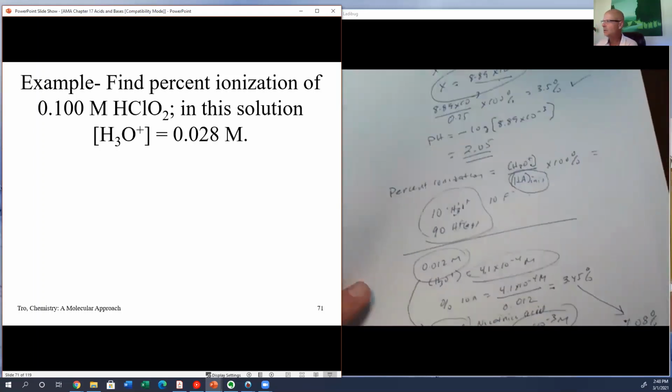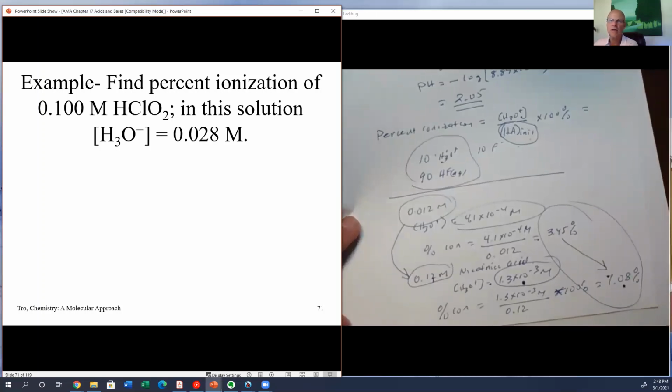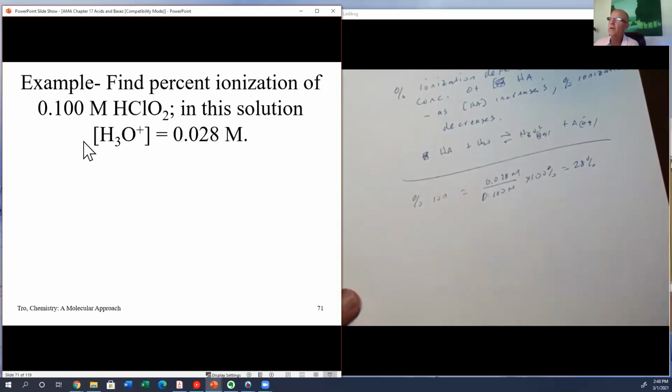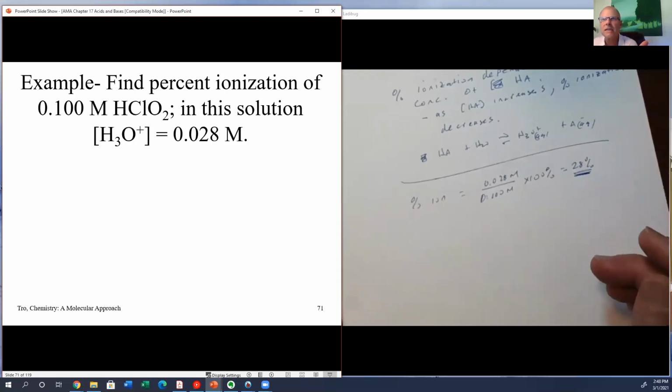So you can kind of see the range for these percent ionizations. Most weak acids are going to be a few percent or less. This happens to be a weak acid with a fairly large Ka, and so it has a pretty high percent ionization. And of course, what would the percent ionization be for a strong acid? Nearly 100%, essentially 100%, because every single molecule ionizes. Does that make sense?